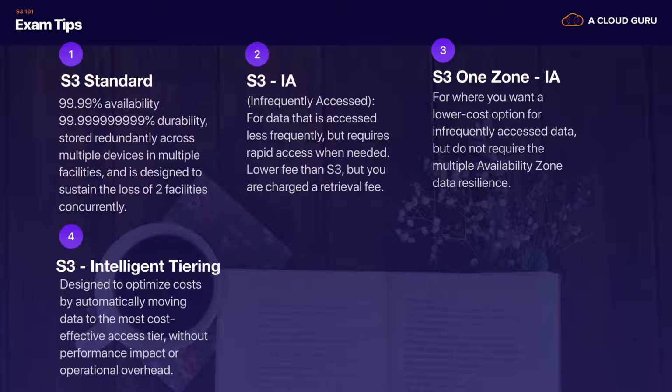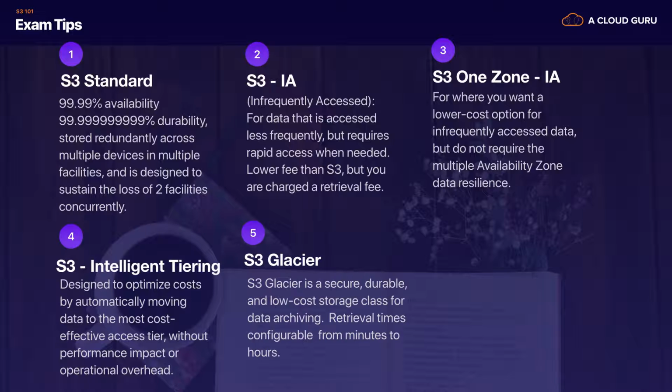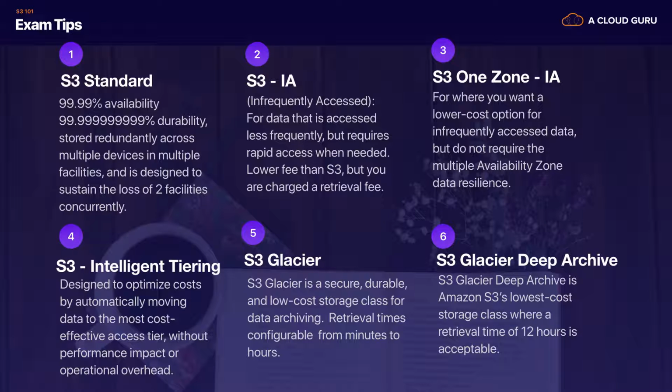S3 intelligent tiering uses machine learning to move your objects around depending on how often you use them. S3 Glacier is for data archival, and you can configure your retrieval time from minutes to hours. And then we have S3 Glacier Deep Archive, and this is basically Amazon's lowest cost storage class, but you will have a retrieval time of 12 hours.